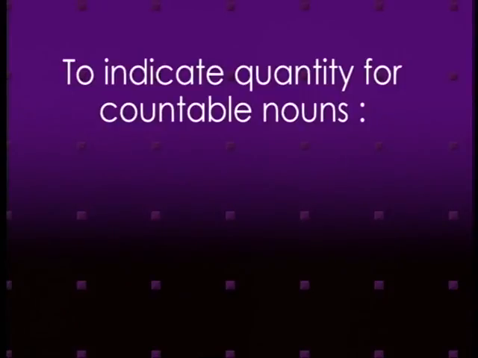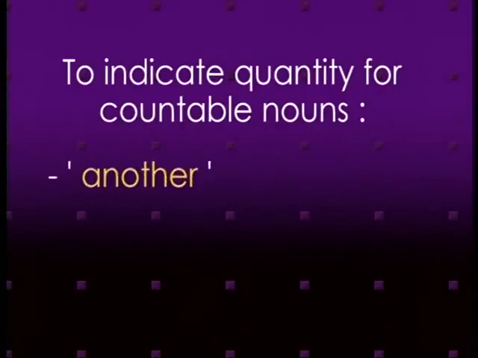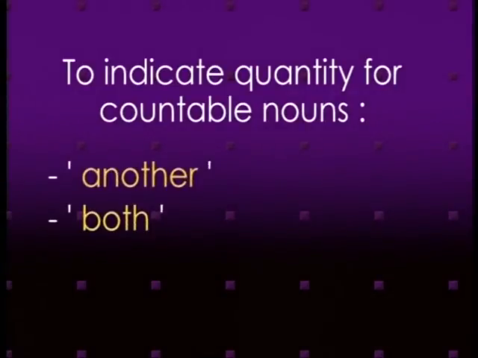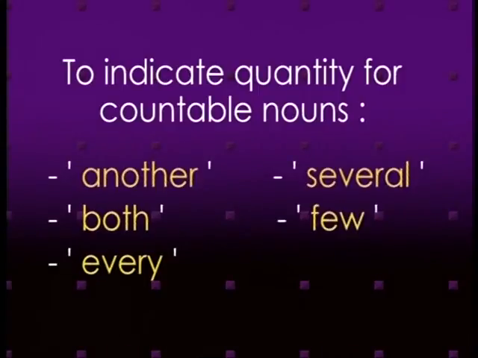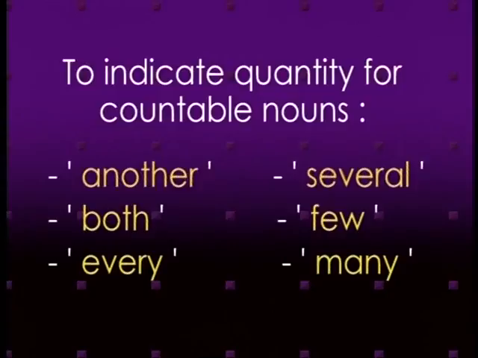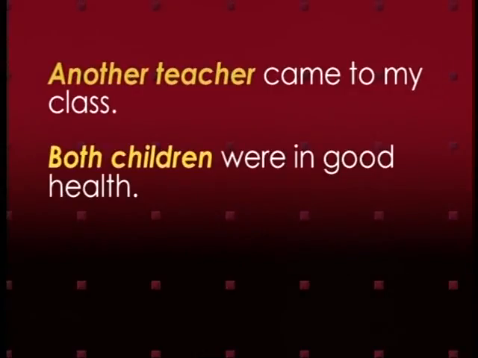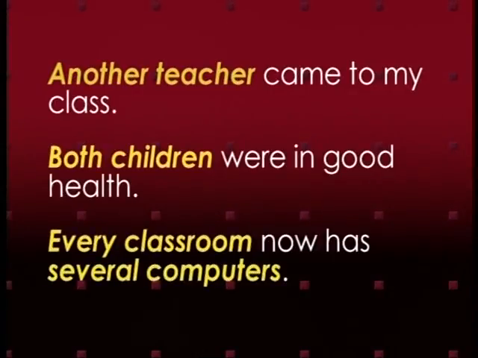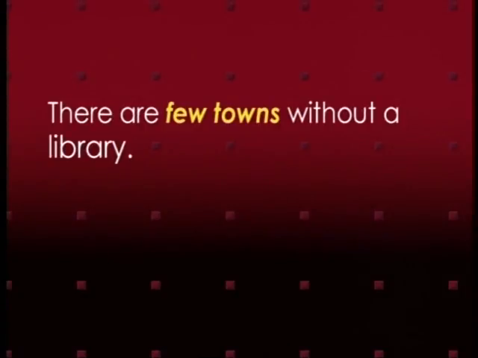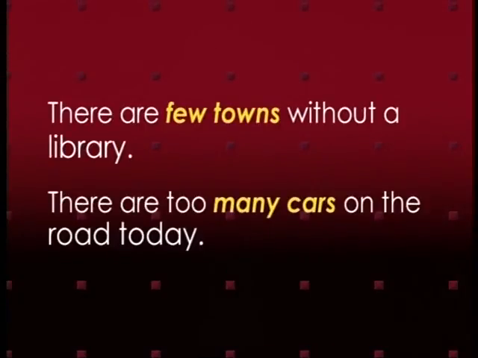When we don't want to state the exact number of countable objects, we can use words that indicate amounts. Some of these words are another, both, every, several, few, many. Let's look at a few sentences using these words with countable nouns. Another teacher came to my class. Both children were in good health. Every classroom now has several computers. There are few towns without a library. There are too many cars on the road today.